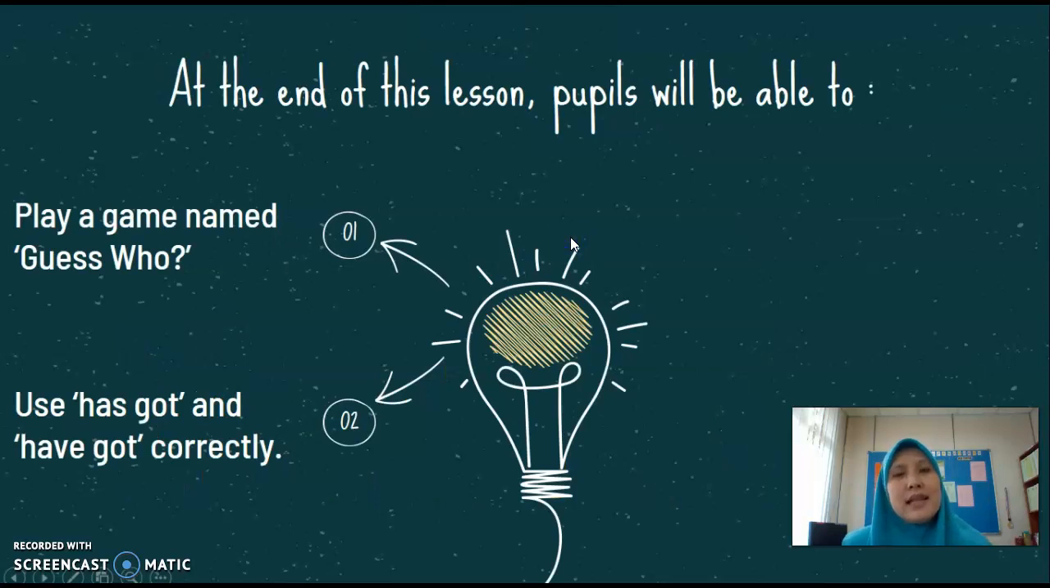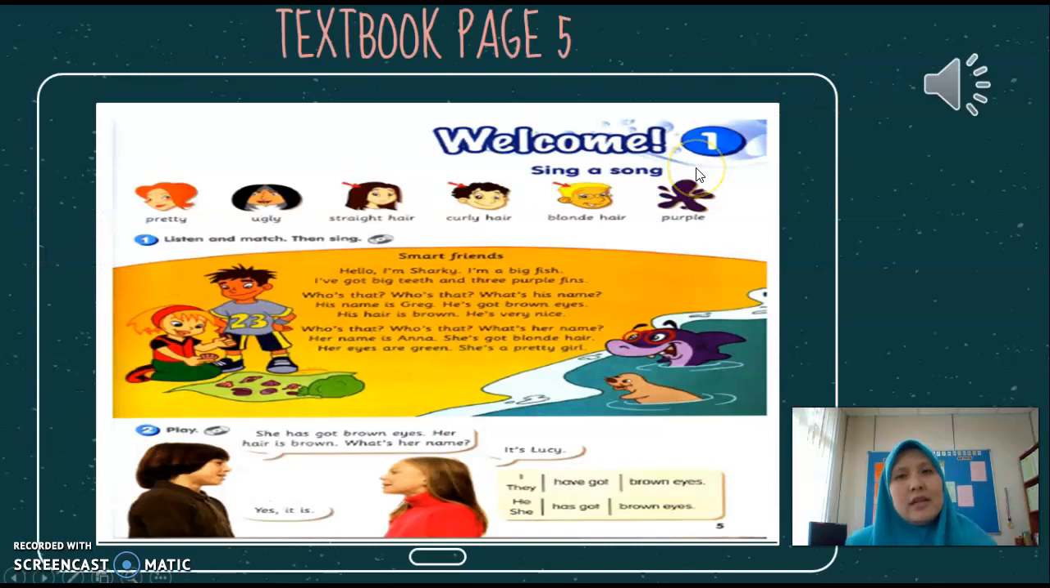At the end of this lesson, pupils will be able to first, play a game named Guess Who. Second, use has got and have got correctly. For today's lesson, we are going to refer to textbook page 5.